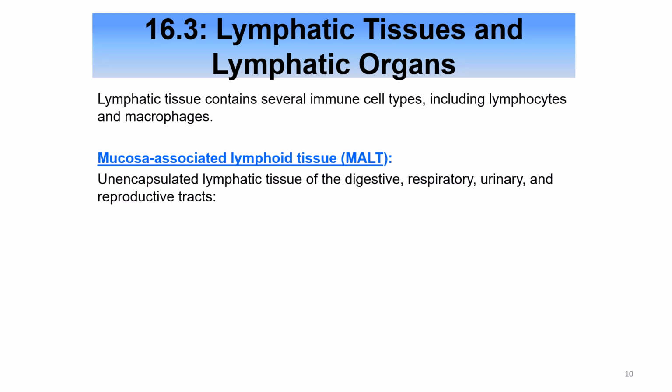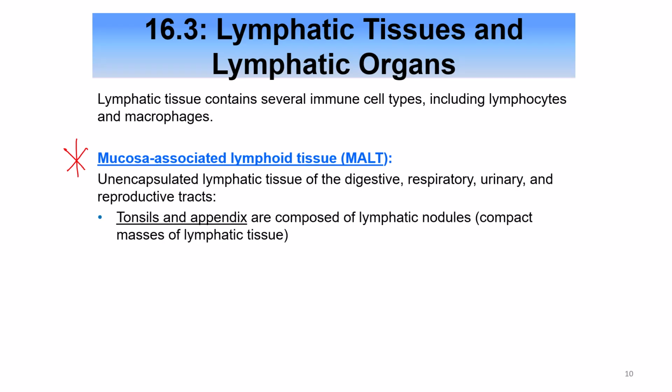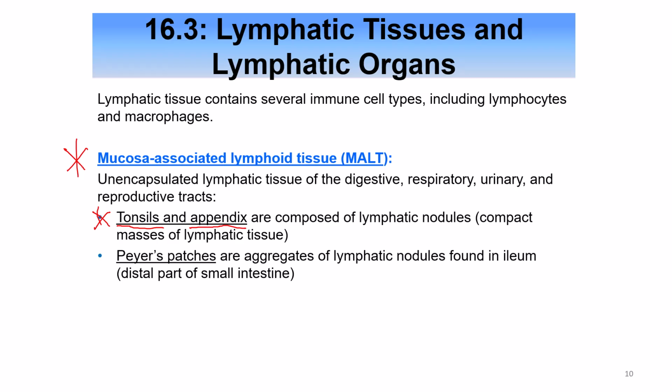Okay, so now we're going to go over the special lymphatic tissues and the lymphatic organs. Mucosa-associated lymphoid tissue, this is also called MALT. What are these special tissues that might be found in the digestive, respiratory, urinary, and reproductive tracts? Know that tonsils and appendix are considered this mucosa-associated lymphoid tissue. They're really composed of lymphatic nodules. So know that these are part of the MALT.